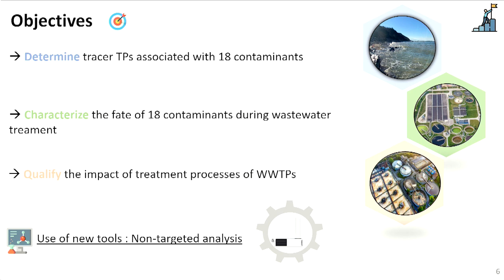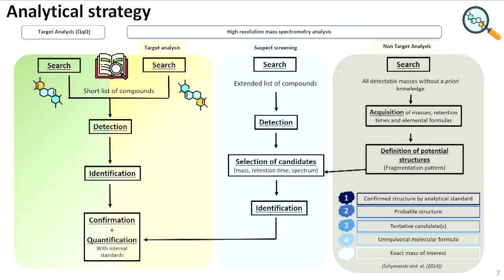So, the objectives of this work were first to determine tracer TPs associated with 18 contaminants. Secondly, to characterize the fate of those 18 contaminants during wastewater treatment. And third, to qualify the impact of treatment processes of wastewater treatment plants using new tools such as non-target analysis or suspect screening. To characterize those transformation products and the contamination of aquatic environments, different analytical methods can be used.